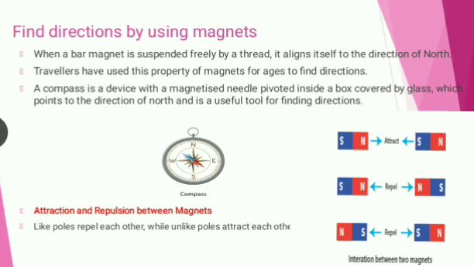Finding direction by using a magnet. When a bar magnet is suspended freely by a thread, it aligns itself to the direction of north, and travelers have used this property of magnets for ages to find direction. A compass is a device with a magnetized needle pivoted inside a box covered by glass, which points to the north and is a useful tool for finding direction.